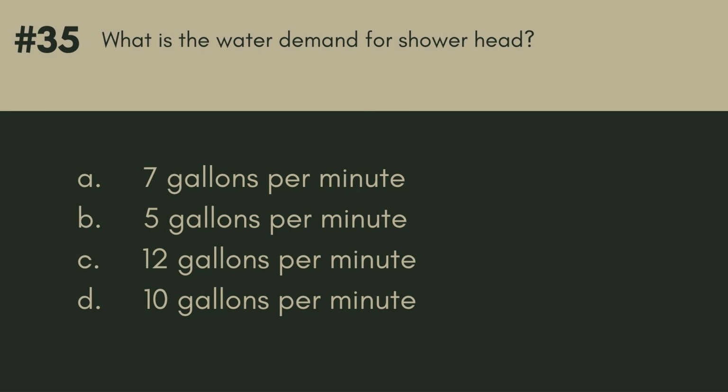Question 35. What is the water demand for shower head? A. 7 gallons per minute. B. 5 gallons per minute. C. 12 gallons per minute. D. 10 gallons per minute. The answer? It's A. 7 gallons per minute. The water demand for shower head is 7 gallons per minute.